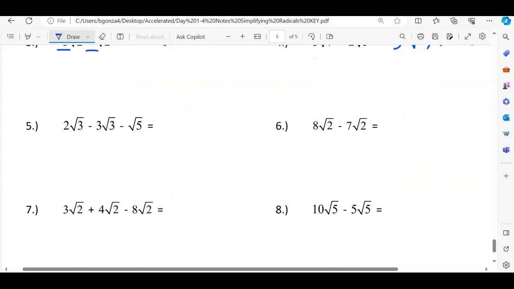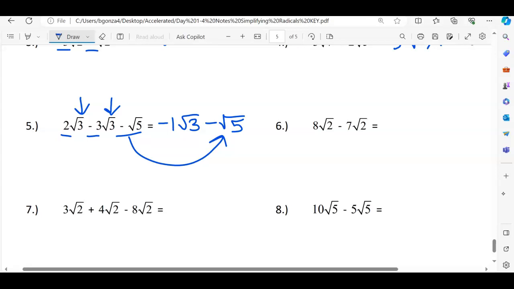Number 5. Now, on number 5, 2 of them match, but one of them doesn't. So just combine these. 2 minus 3 is negative 1, square root of 3. And then the one that's weird, that doesn't match, you can just bring it over. Minus square root of 5. Only combine the like radicals.